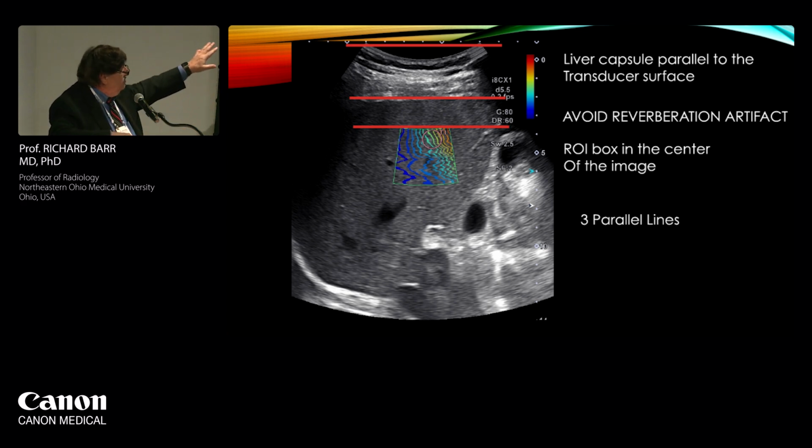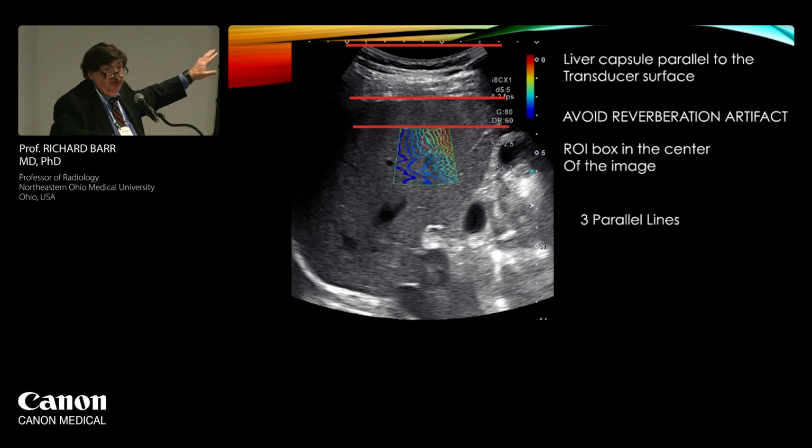Why? If you don't have a bright white liver capsule, you are angling the transducer. And this creates problems because the beams are bending, and also you're not getting the most energy out of your RF pulse. So we have the transducer, the liver capsule, which should again be a bright white line and parallel, and the top of the box.